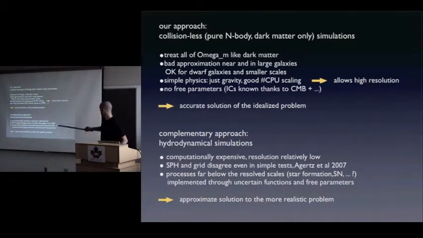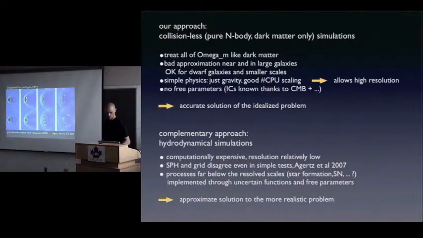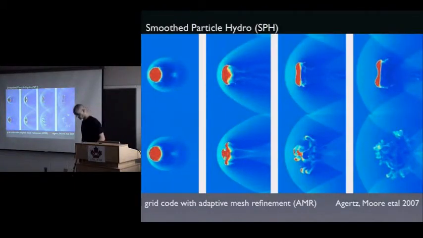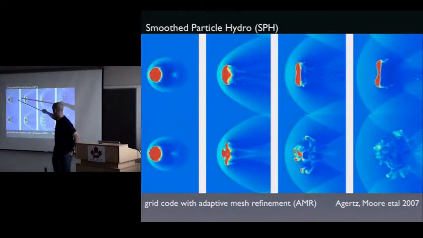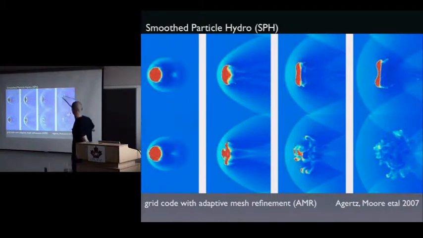So one example for why gas is very difficult to model is from this paper by Oscar Agertz and Ben Moore and many others. That's a simple test case where you have a blob of dense cold gas in a diffuse hot medium, and it travels this way, and that's the time evolution in an SPH simulation of this problem. That's a grid with adaptive mesh refinement, an AMR simulation of the same simple toy test problem.